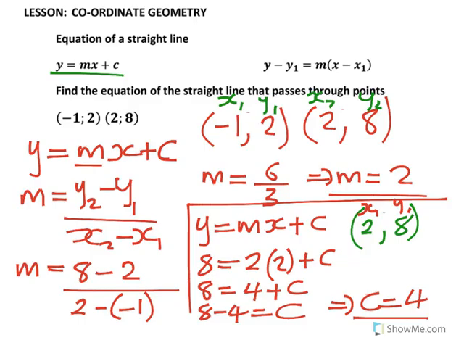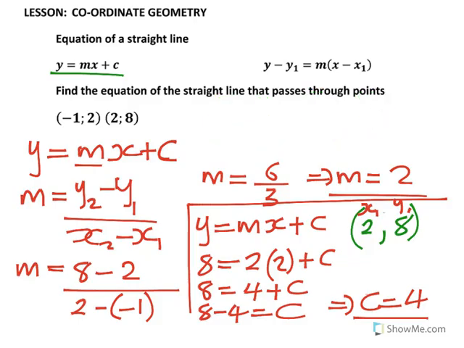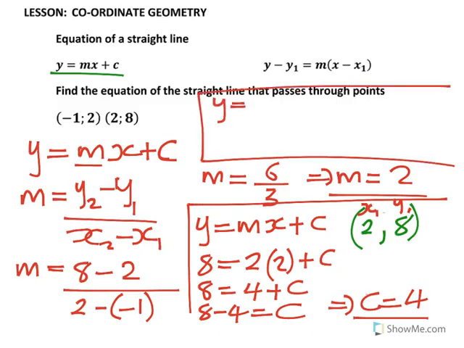Now you have got the value of m, you have got the value of c. Now if I clear up some space here, this is the final equation. Look how the final equation is going to look. Remember, it's y is equal to mx plus c. Therefore, it will become y is equal to, my m is 2, so 2x, and my c is 4, so 2x plus 4.